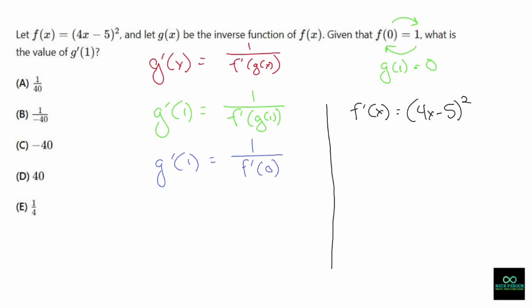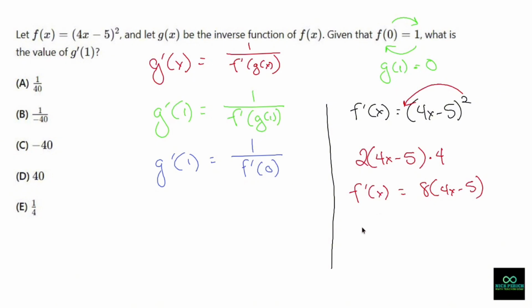So chain rule has me drop the 2 down, take the derivative of the outside. The derivative of the outside makes it look like that. 2 becomes invisible 1. Keep the inside, but then multiply everything by the derivative of the inside. The derivative of the inside would be 4. So f prime of x becomes 8 times 4x minus 5.